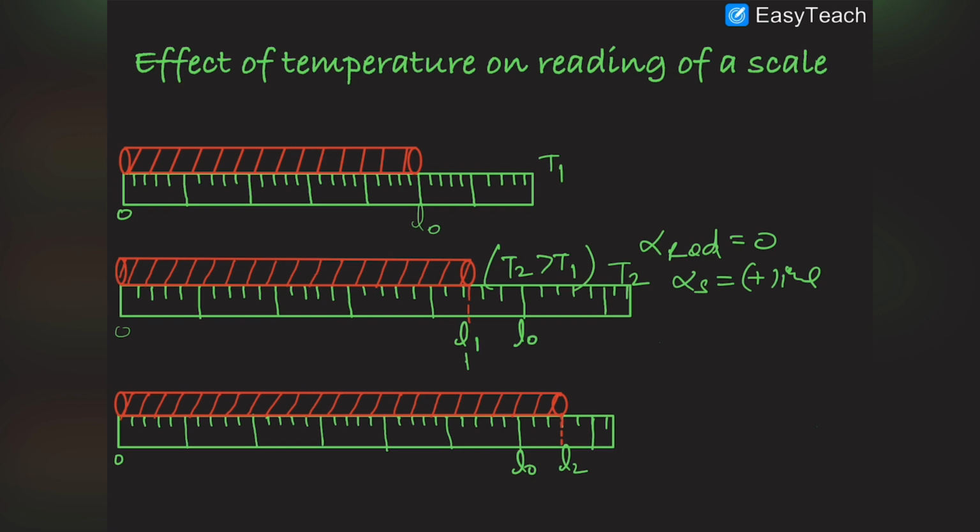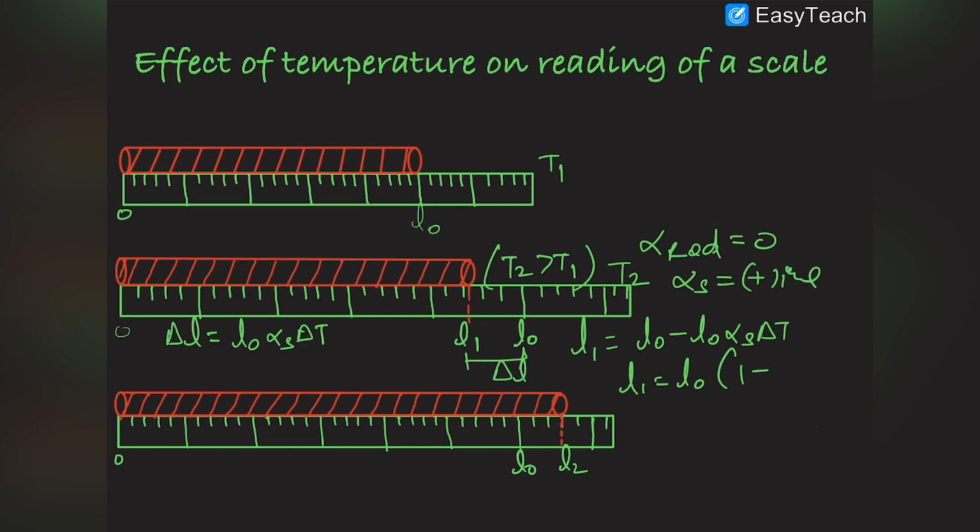So this is delta L, and this delta L will be equal to the expansion in the scale. So let us consider only this length of the scale L0. So the expansion would be L0 alpha scale delta T. So the new reading of this rod will be L0 minus L0 alpha scale delta T. So L1 will be L0 (1 minus alpha scale delta T).